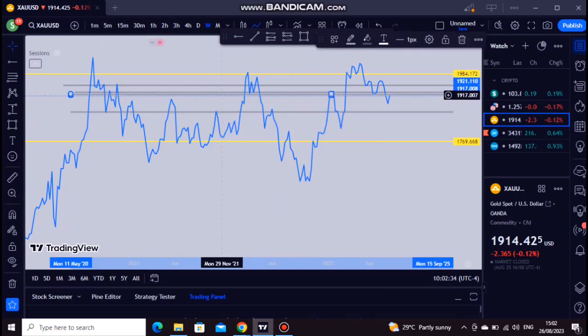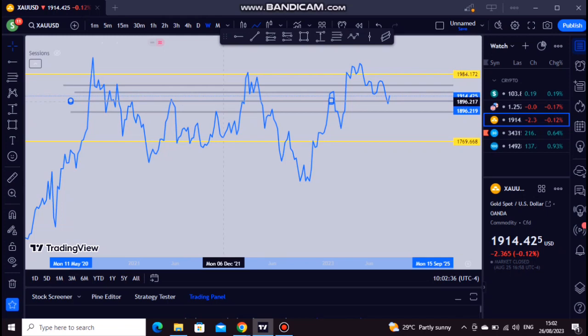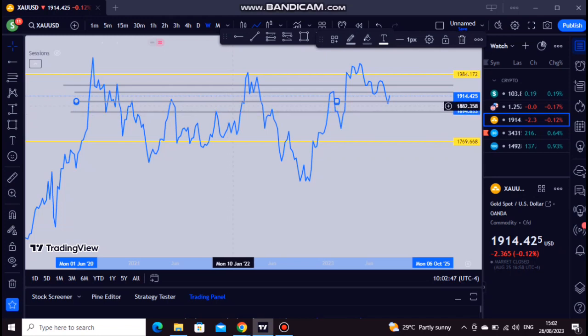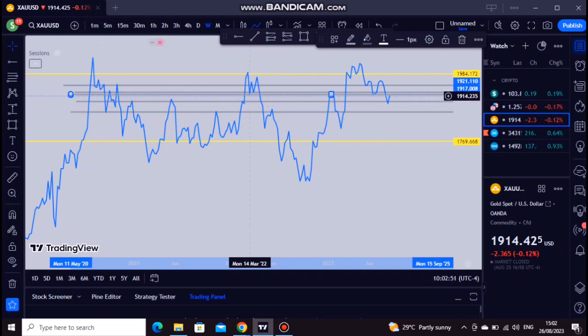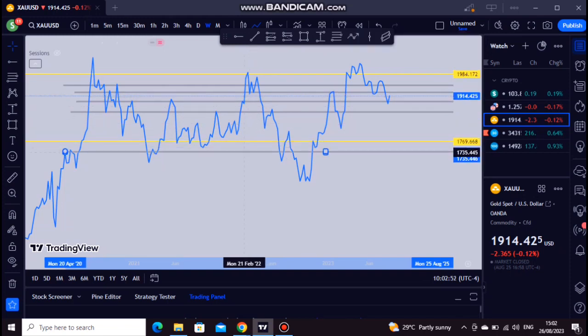Still looking for possible areas gold might react from. Okay, I think we have one, but there is no market at that point. The market has not really touched that area. Okay, we have this, all right. We have this, and the next one again is this one down here.